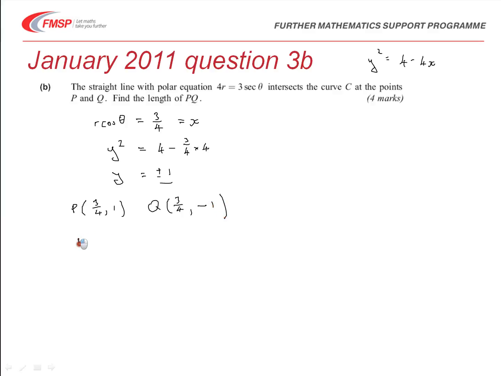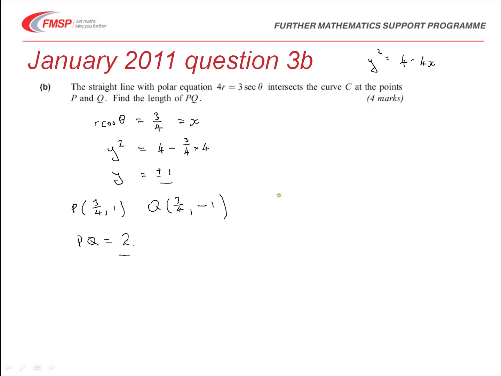And now it becomes fairly obvious what the distance PQ is going to be equal to, because the x values are both the same, and the distance between the y values, where one is 1 and the other one's minus 1, is 2. So PQ is going to be equal to 2.